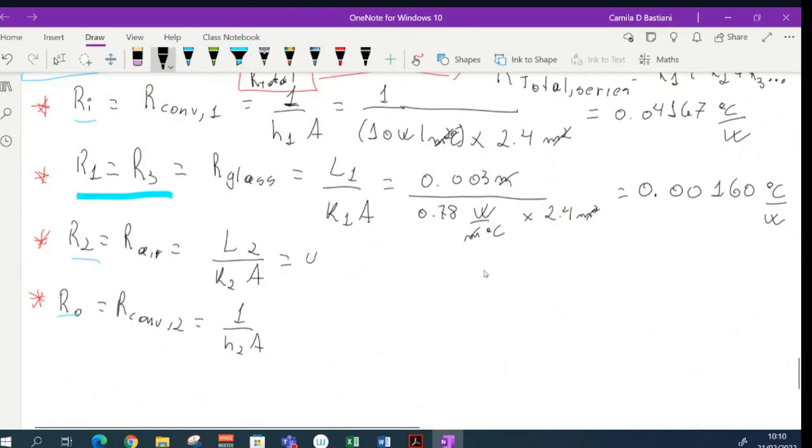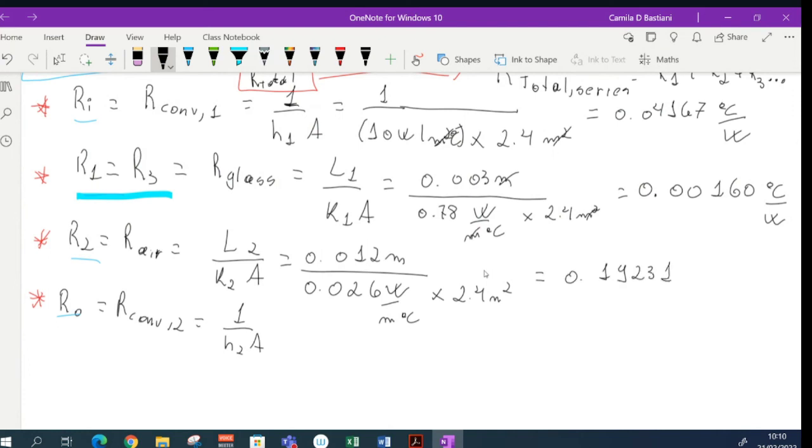So this is going to be 0.012 meters divided by my K of the air, that's 0.026 watts per meter degrees Celsius, multiplied by my area, 2.4 meters square. So my resistance in this case is going to be 0.19231 degrees Celsius per watt. The meters cancel with each other.